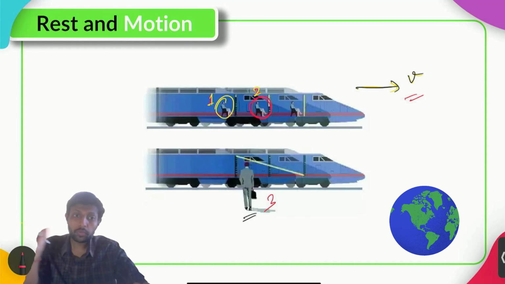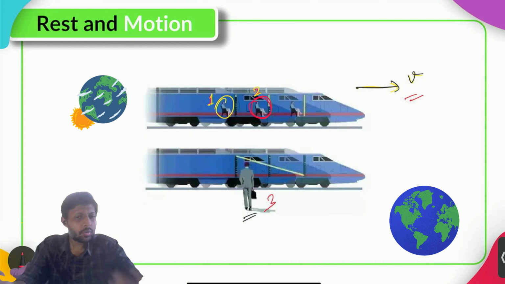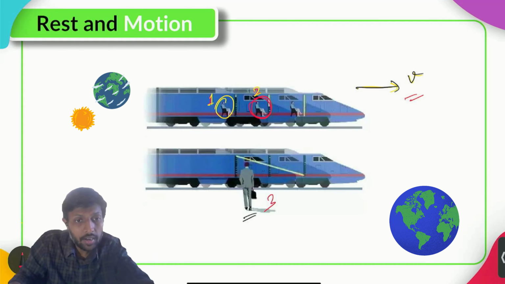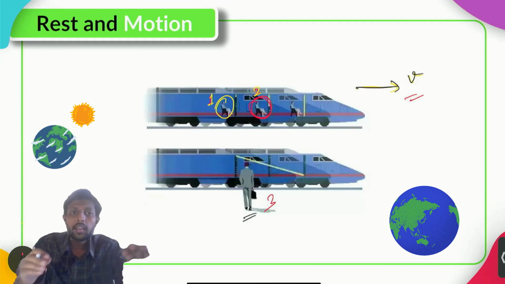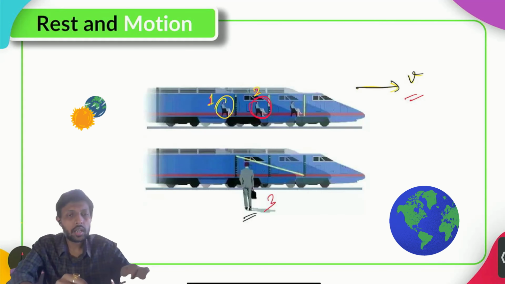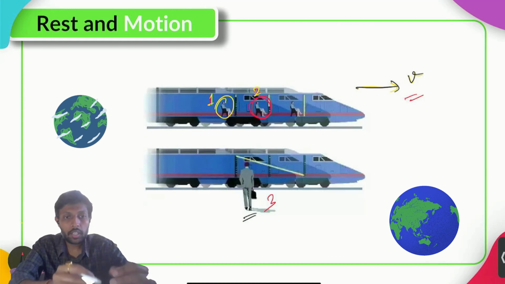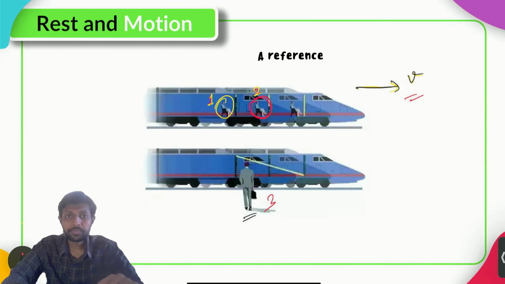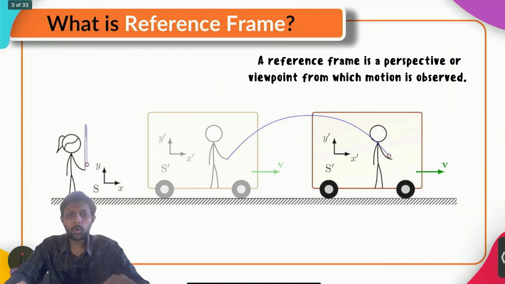The Earth is also moving around the sun. So the Earth is not at rest. How could you say that the ground is at rest? So that's why rest and motion are relative concepts. We need to ask ourselves, what is the reference frame? So let's get to know reference frames.